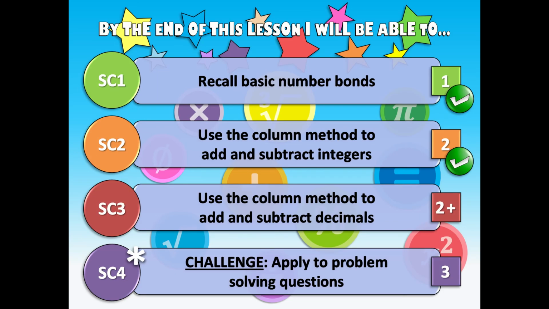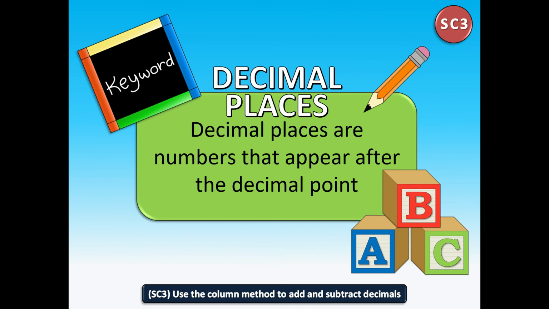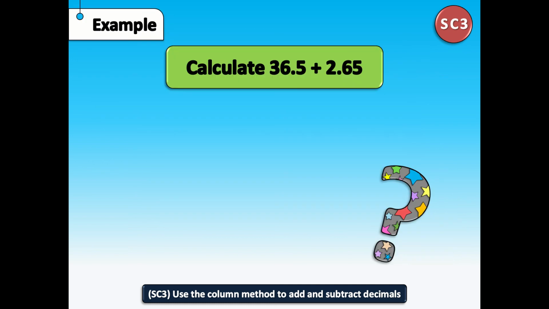So now we're going to move on to number 3, and this is to use the column method to add and subtract decimals. Decimal places are numbers that appear after the decimal point. So we want to add these two decimals together. We've got 36.5 plus 2.65.